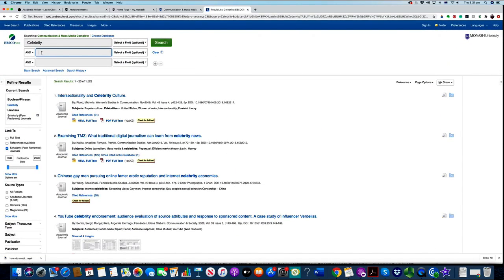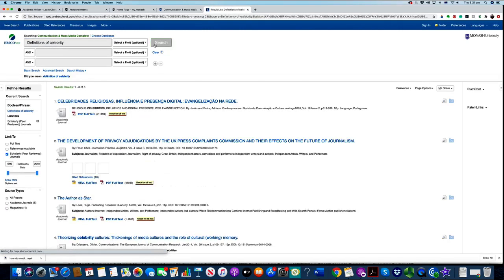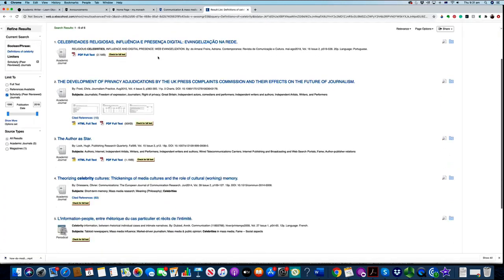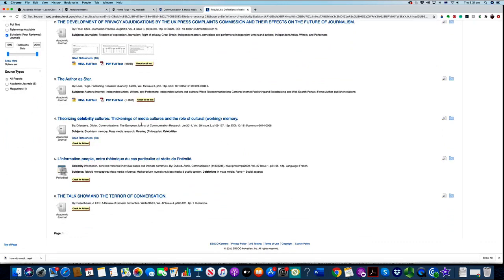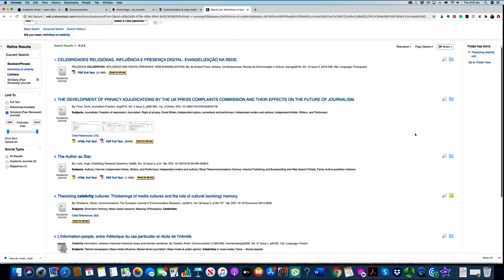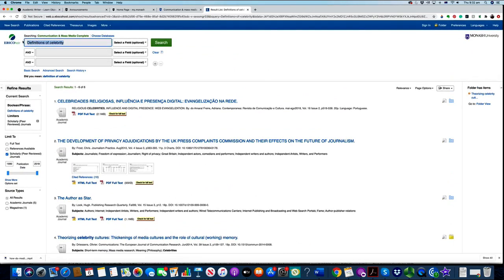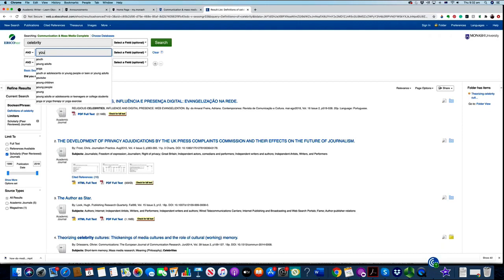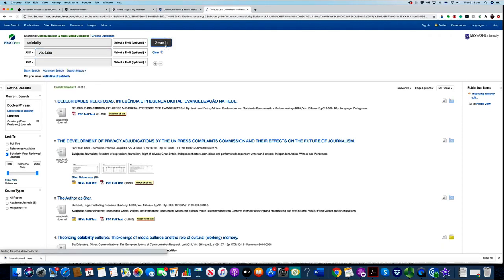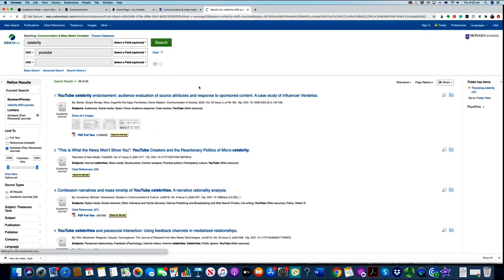So I wonder what happens if we put in celebrity and if we put in definitions of celebrity. We have something like this: theorizing celebrity cultures. So this is going to be pretty useful, so we might put that in there, on top of the fact that we're reading the books that I mentioned as well. We might want to think about a platform, celebrity, and let's try YouTube. Yeah, and there's quite a lot here.